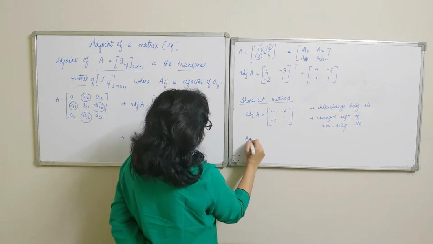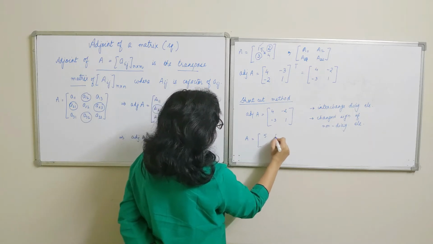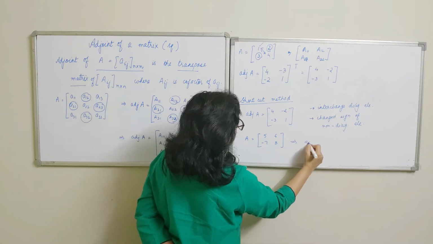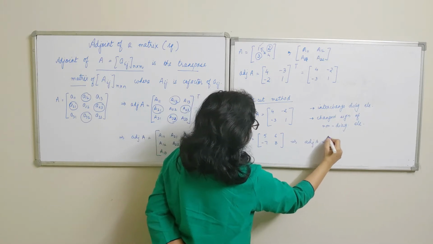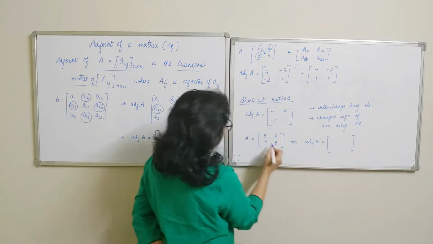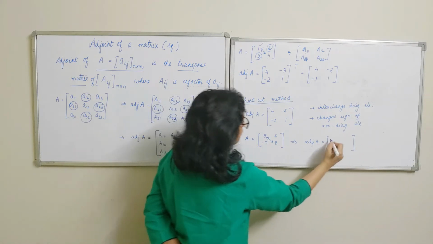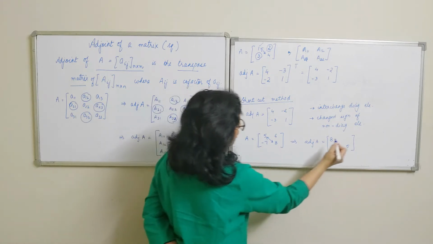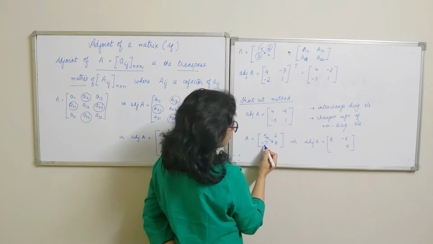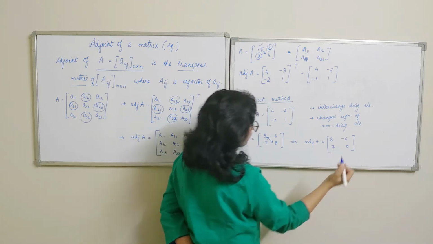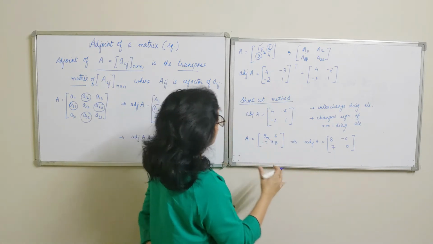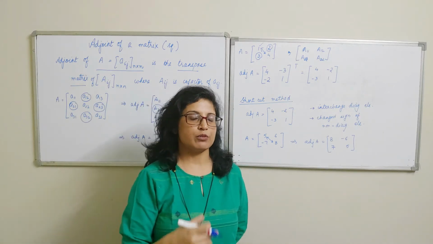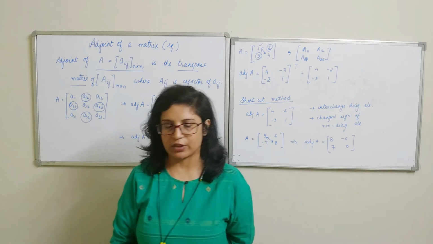Let us try out something else. There is a matrix with elements 5, 6, minus 7, 8. If we want to find out the adjoint of this matrix using the shortcut method, then it means interchange diagonal elements. So here is 8 and 5, and the non-diagonal elements simply change their signs. This becomes minus 6, this is minus 7, so it becomes positive 7. So for a 2 by 2 matrix, we do have a shortcut method, but if it is a 3 by 3 matrix, we have to find out the cofactors and then transpose the matrix.